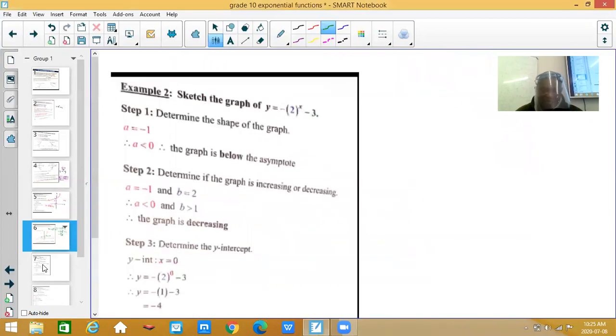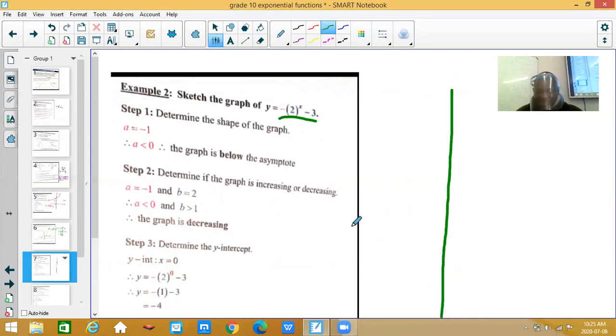Right, now let us move on. Let us look at example 2. Sketch the graph of this function, an interesting one. Step number 1, determine the shape of the graph. On determining the shape of the graph, in the textbook they gave it this way, but I would give it my own way because we have one point. This one, they use it as a point number, step number 4.